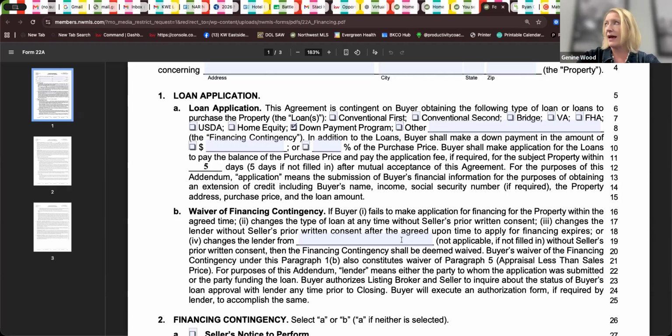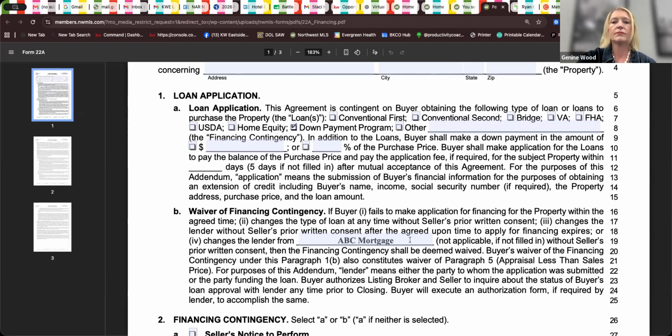The caveat to that is if this line is filled out with ABC mortgage, then that means these 5 days up here are gone. Upon mutual acceptance, they cannot change lenders if this line, which is line 19, if you look at the right-hand side here, is filled out. They do not have 5 days. Upon mutual acceptance, that's the only lender they can use unless they have seller's written consent.